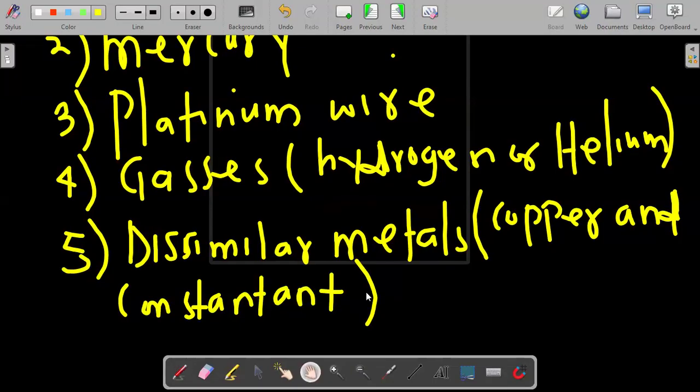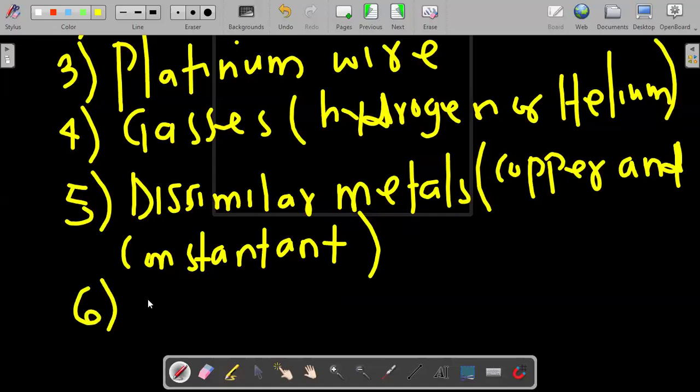Number six, we have a bimetallic. The dissimilar metals are used in a type of thermometer that we're going to come to later. We call it a thermocouple.